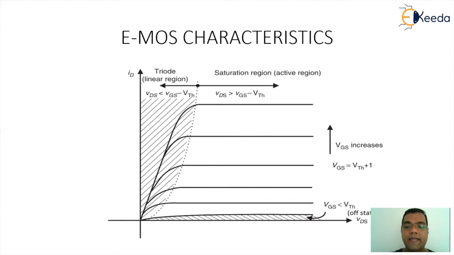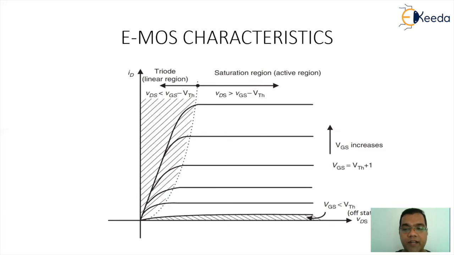When we talk about the characteristics regions of the device, I'm looking at the graph of ID versus VDS. You can see the shaded region, which is defined as the triode region or the linear region. In this region, VDS will be less than VGS minus VT. And in the saturation region, where the device operates like a constant current device, VDS will be greater than VGS minus VT. This is also defined as the active region or the amplification region of the device.